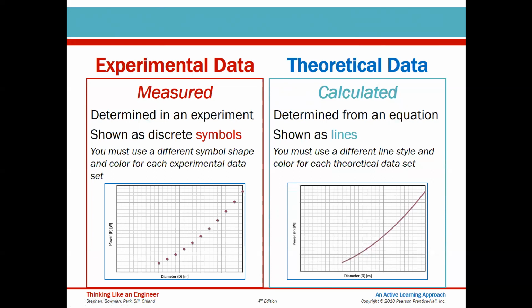If we're talking about a black and white image, you want your data points to show up nice and crisp on your graph, but you also need to differentiate by different marker styles and color in order to be able to read or differentiate between your data series. With our theoretical data, this is calculated data that comes from an equation, and we display this as lines on our plots. Again, if you're using multiple data series for our theoretical data sets, you need to have a different line style and color in case we were to turn our graphs into black and white images.